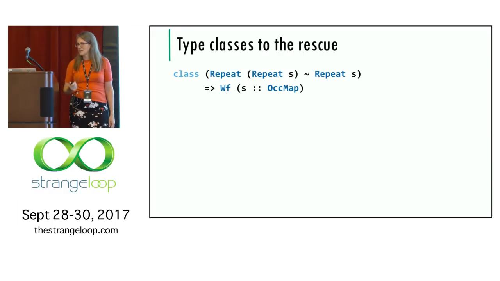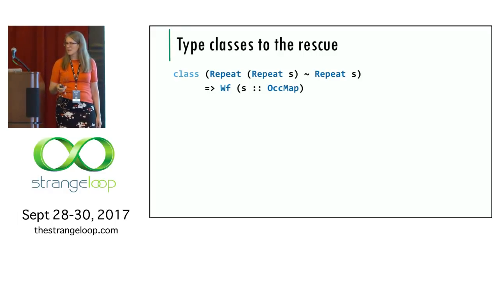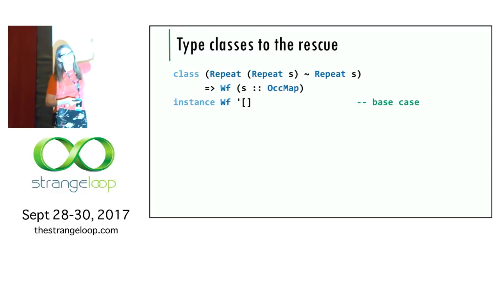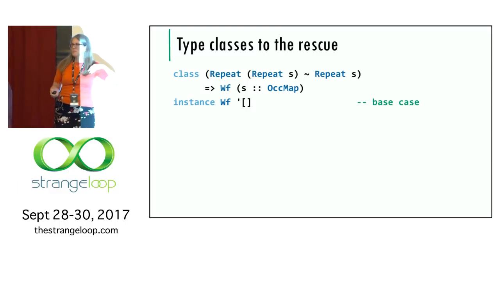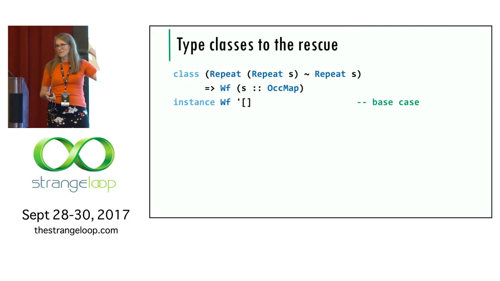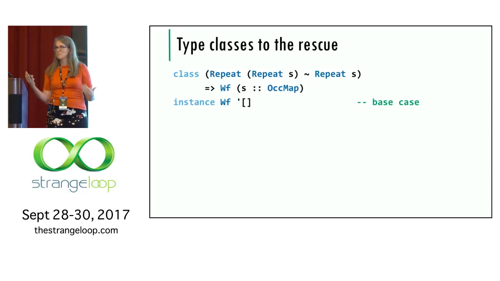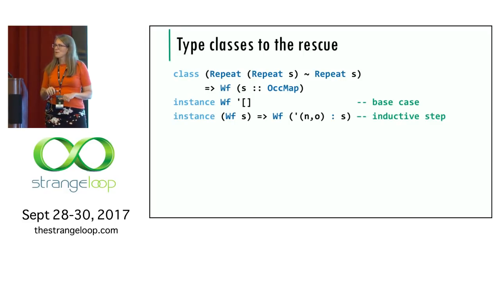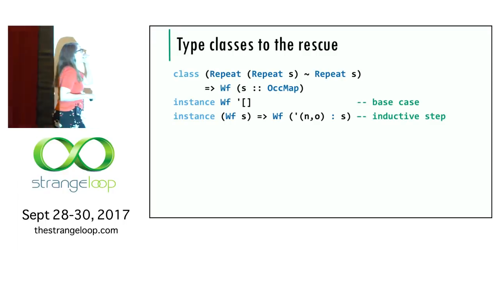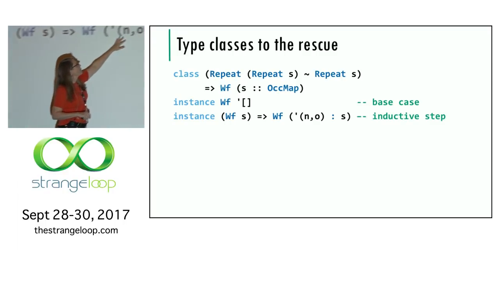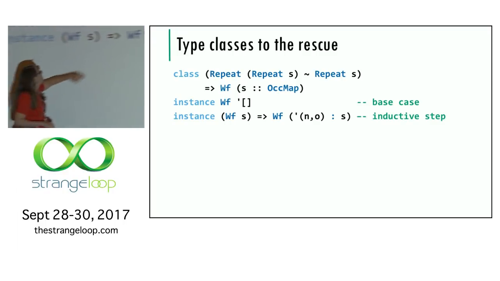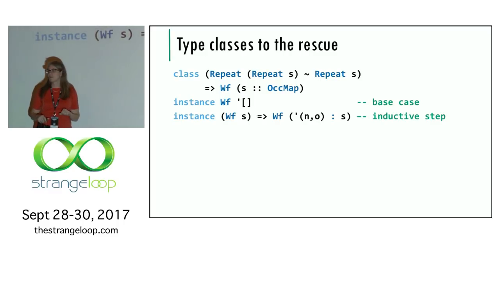Now I have 2 kinds of occurrence maps. I have empty ones, and they're well formed. And the type checker can verify this case. It can say, yeah, empty maps are well formed because it plugs in the empty map there. It reduces the repeats. Empty is equal to empty. Great. Here's my inductive step. I say an occurrence map is well formed if the tail of it is well formed.